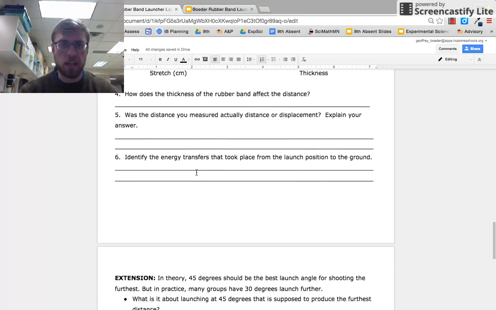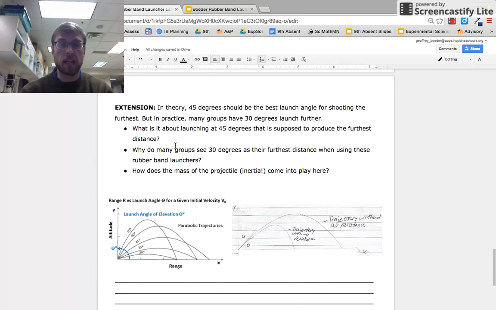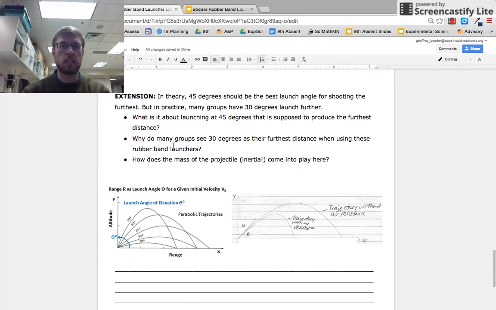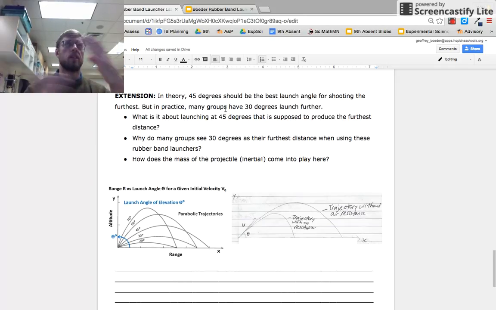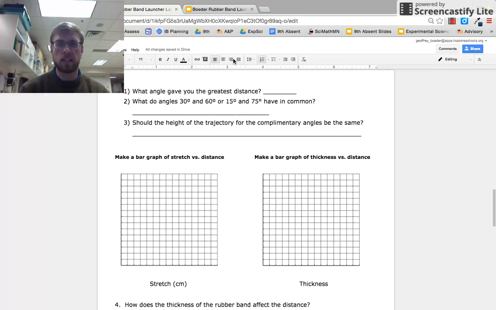Okay, you got some more post-lab questions. There's an extension on the back. Extension people, check this out. If you're wanting a challenge, if the rest was easy for you, get onto this back. It's got some really interesting questions about the difference between our theoretical models of how things should fall in trajectories versus what happens when air resistance is involved. Okay, so get onto that extension.